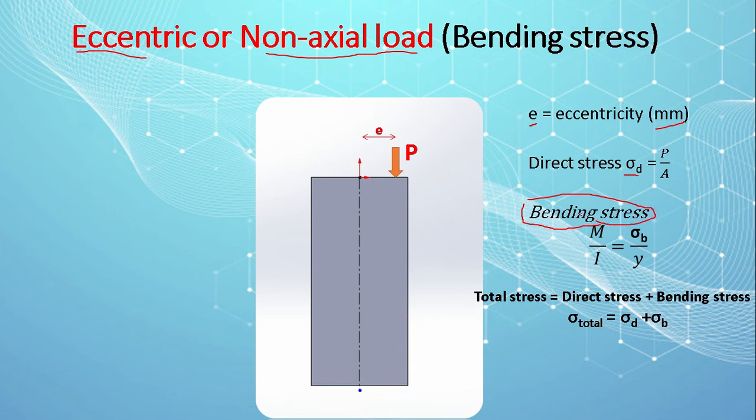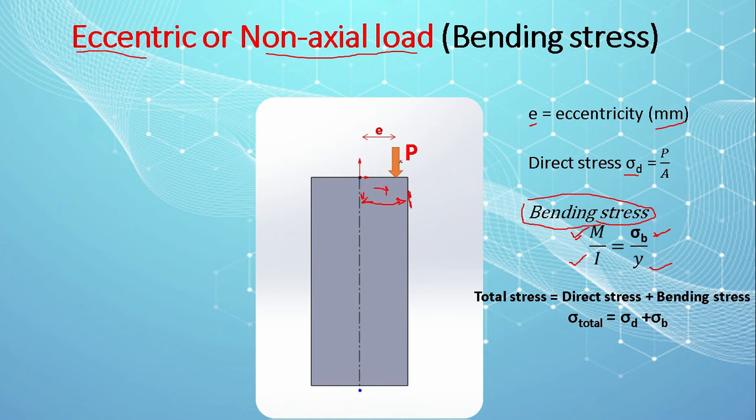And for calculating bending stress, in the fourth chapter on shear force and bending moment diagram, we have seen this formula: M by I is equal to sigma b by y. Using this formula, we can calculate the bending stress sigma b. In this formula, M is the bending moment, I is the moment of inertia, sigma is the bending stress, and y is the distance of the extreme fiber from the neutral axis. Here this axis acts as the neutral axis, so this distance is called y.